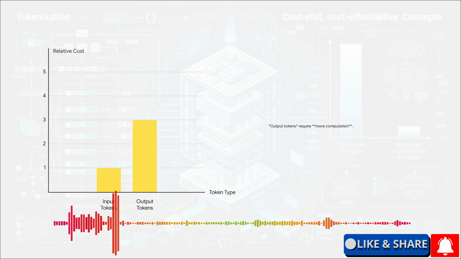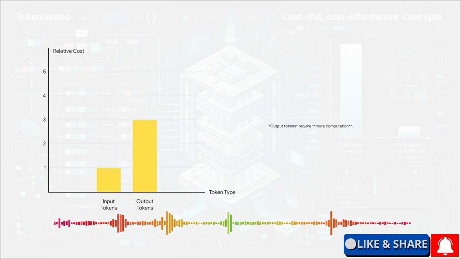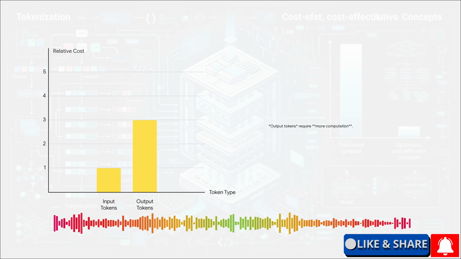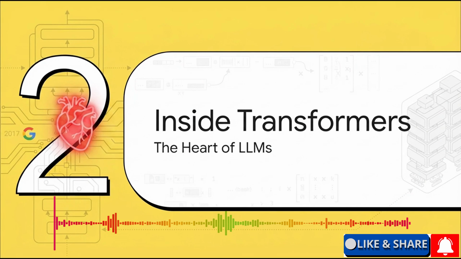This also perfectly explains why output tokens cost you way more money than input tokens. Reading your prompt, the input, is actually pretty fast, but generating new text back to you, that requires serious computational heavy lifting from the model. It has to predict and generate every single sequence step by step, which is exactly why providers charge a premium for output traffic. Moving on to part 2, inside the transformer architecture.